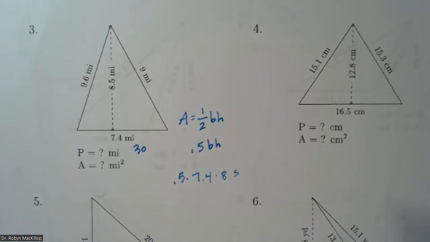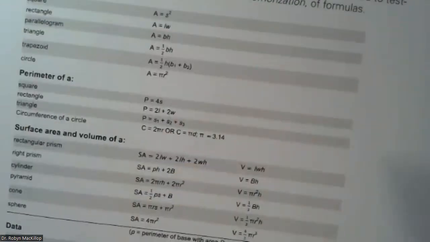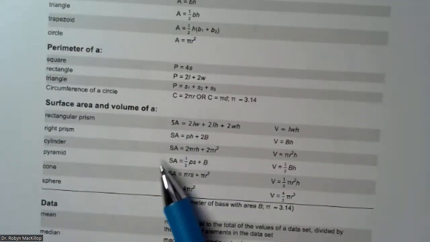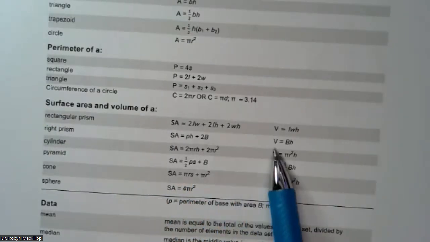when you are practicing for the test. It could be a surface area question, which would be a different formula entirely, because those are here. Triangle, triangle, right prism. Very different.